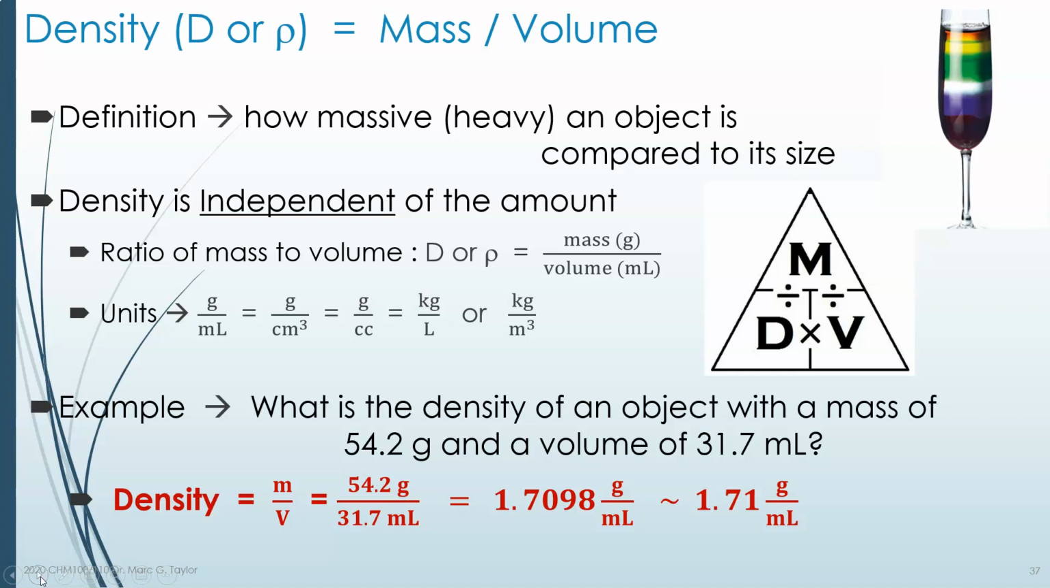Now remember, the mass, 54.2 grams, has 3 significant digits, and the volume, 31.7 milliliters, also has 3 significant digits. And of course, if we're looking for the lower of the two, well, they're actually the same number. So our answer should also be in 3 significant digits. Therefore, we round our final answer to 1.71 grams per mil.